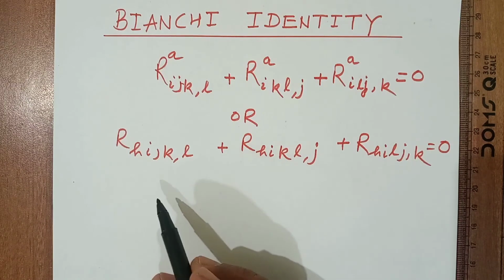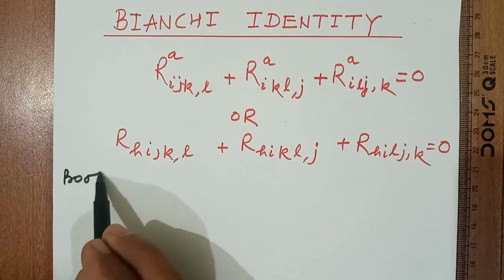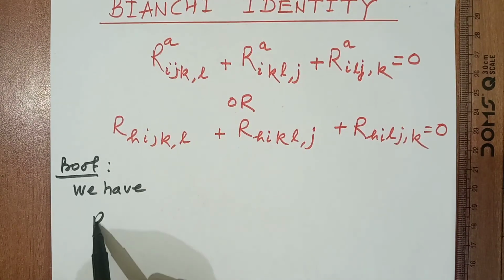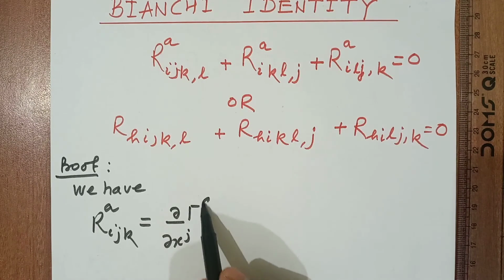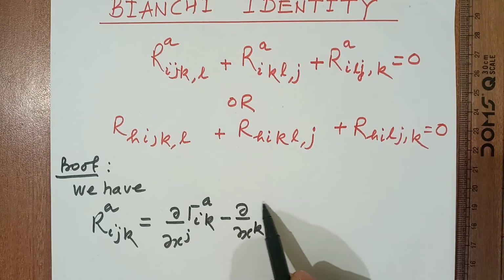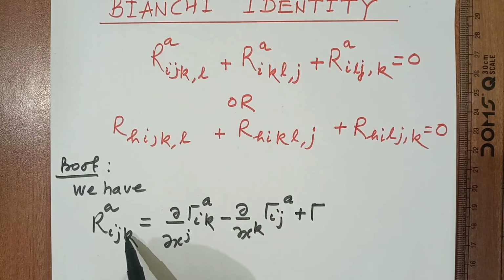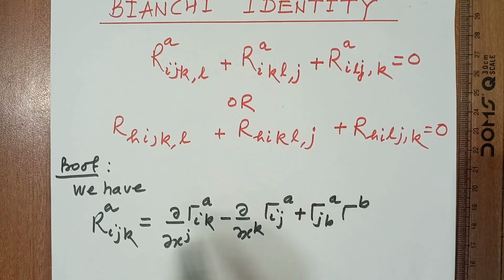Okay, so how we prove? So proof is very easy. By definition of curvature tensor, so proof is very easy. So we have, by the definition, R^a_ijk is equal to del by del x^j of gamma^a_ik minus del by del x^k of gamma^a_ij plus Christoffel symbol, we replace by dummy index, so gamma^a_bj gamma^b_ik. Okay, so this is the definition.